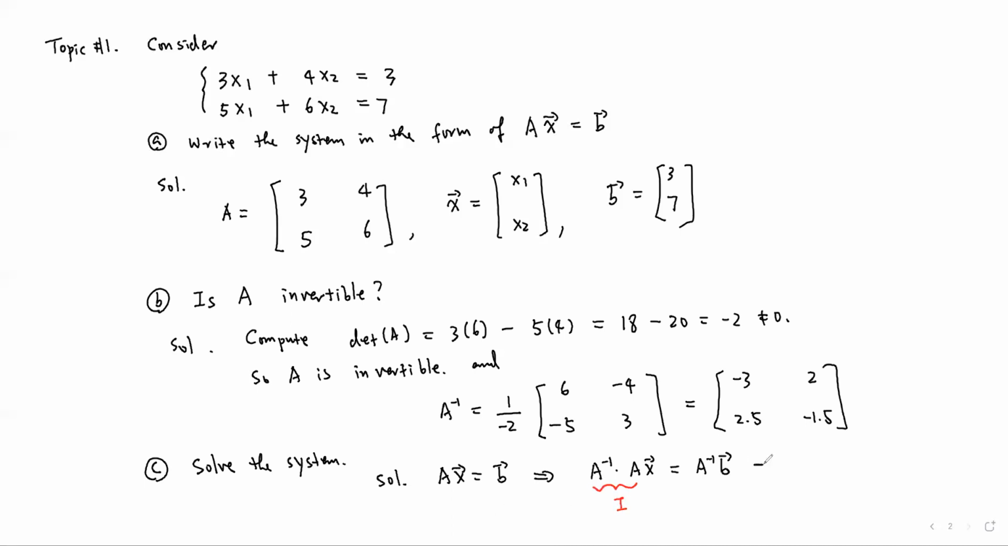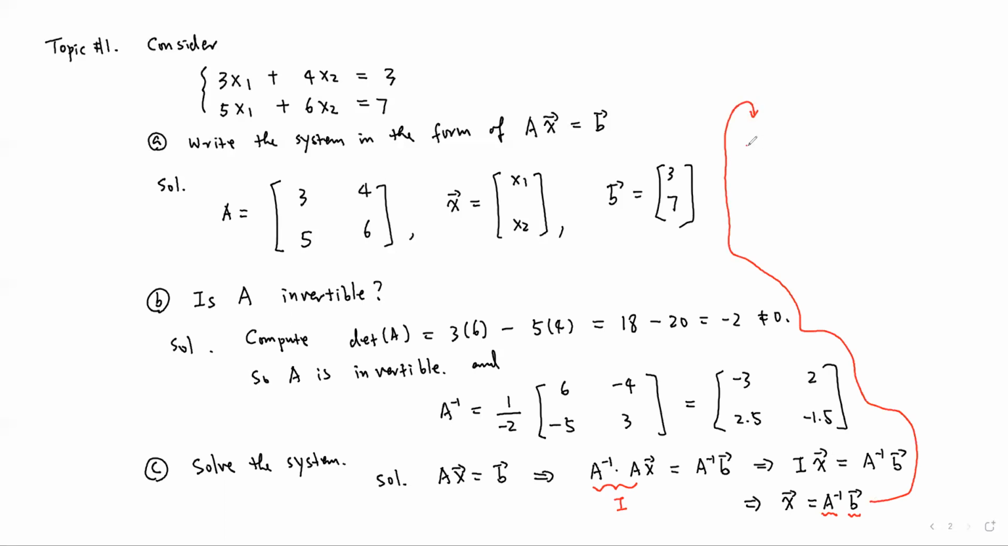A inverse times A is the identity matrix. So therefore, we have the identity matrix times this vector X equals A inverse B. But the identity matrix times any matrix is that matrix. So I times X is just X. Okay, now I compute the right side here again.